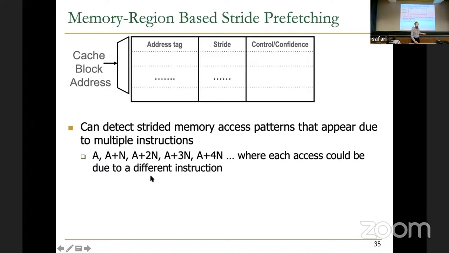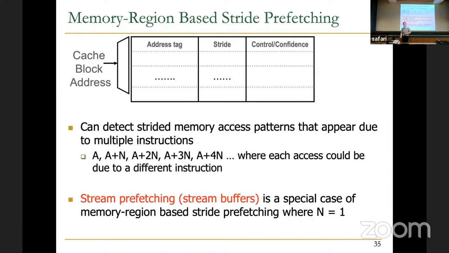So stream prefetching, stream buffers, which were one of the most influential prefetchers to be developed, is a special case of memory region-based stride prefetching where n equals one. Basically, you're streaming through memory. Okay, we're going to look at that.